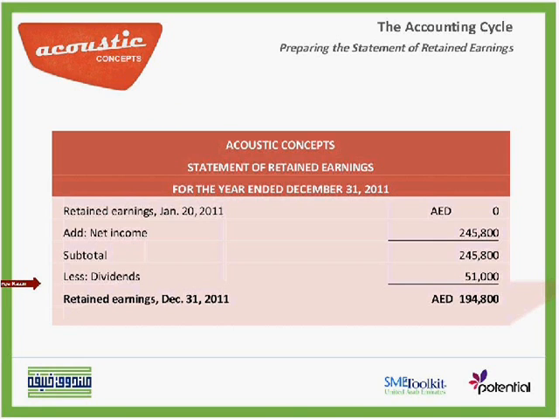So starting on January 20 with a retained earning of zero, because Danny started the business on January 20, if you remember, during the year or during this accounting period, he generated a net income of 245,800 dirham. Out of these, he has paid dividends of 51,000 dirham. So the money that he has cashed in is 245,800. He paid 51,000 in dividends. So the company is left with 194,800 dirham at the end of this accounting period.